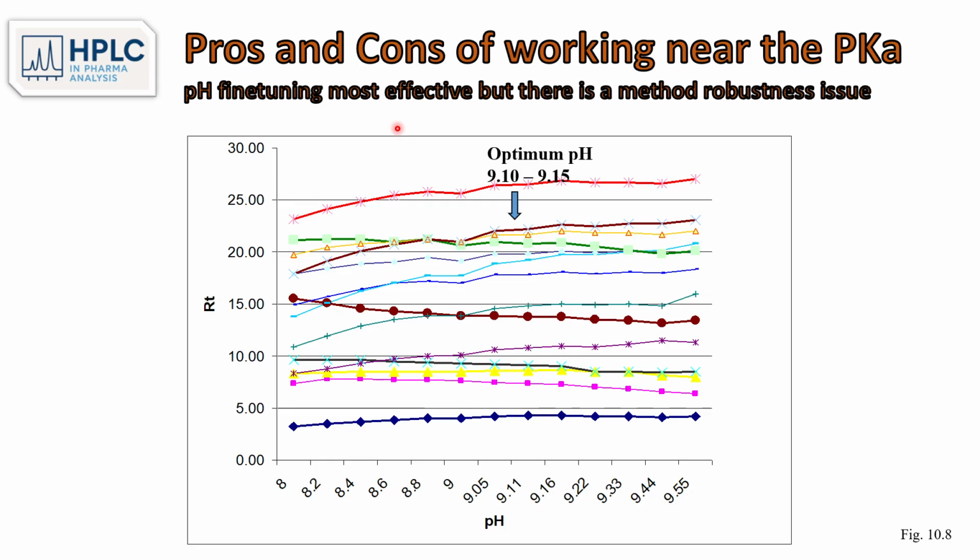However, there's a big issue of method robustness that we experience on that. So here are the pros and cons of working near the pKa. It's not split peaks. It's actually a robustness issue.